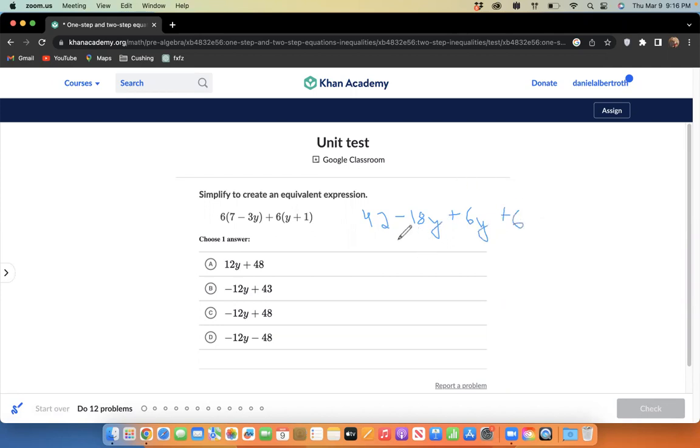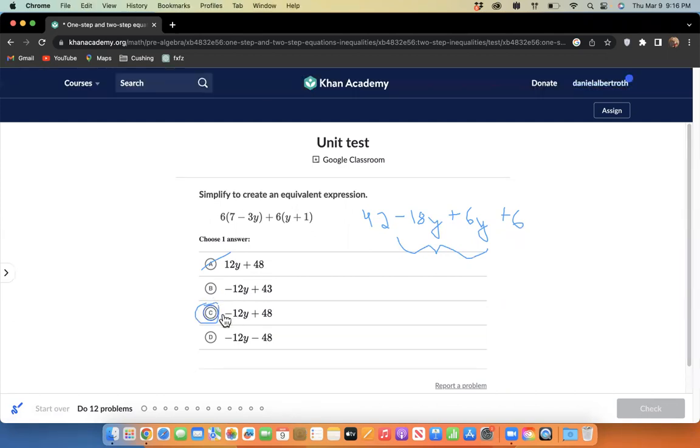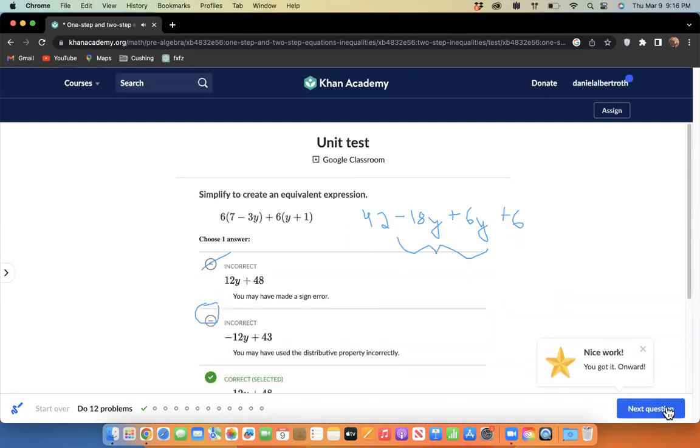So if I think of just my y's together here, I have a negative 18y and a plus 6y. That's going to give me negative 12y. So I know A is not the answer here. It's the only one without negative 12y. For the numbers themselves, I have 42 plus 6, which is going to give me 48. So it looks like my answer is going to be C here. That's good.